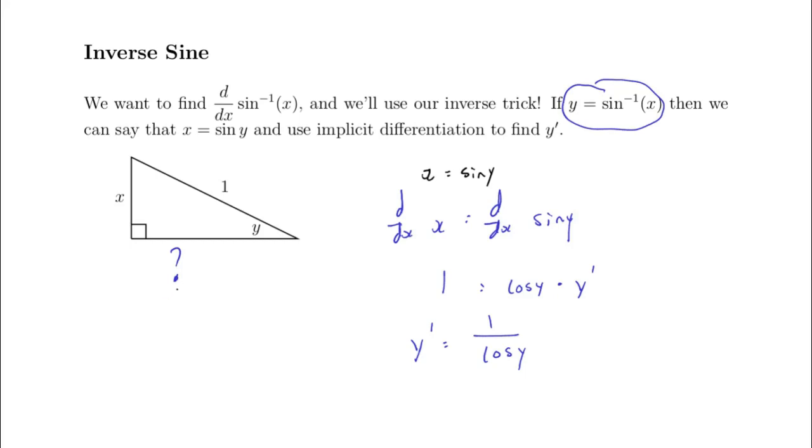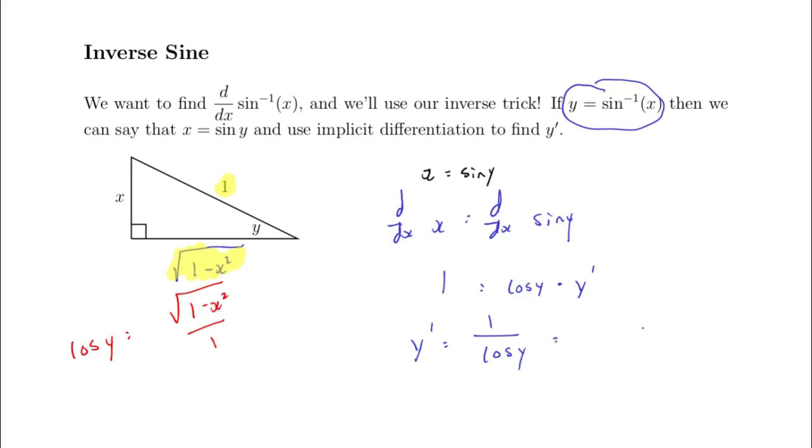So let's find the adjacent side leg using the Pythagorean theorem. We know that the sum of the two side legs squared has to give us the squared hypotenuse. So this is going to be the square root of 1 minus x squared. If you square this, you get 1 minus x squared plus x squared, which equals 1. So cosine of y is really the adjacent leg divided by the hypotenuse. Let me write that here: cosine y equals the square root of 1 minus x squared over 1.